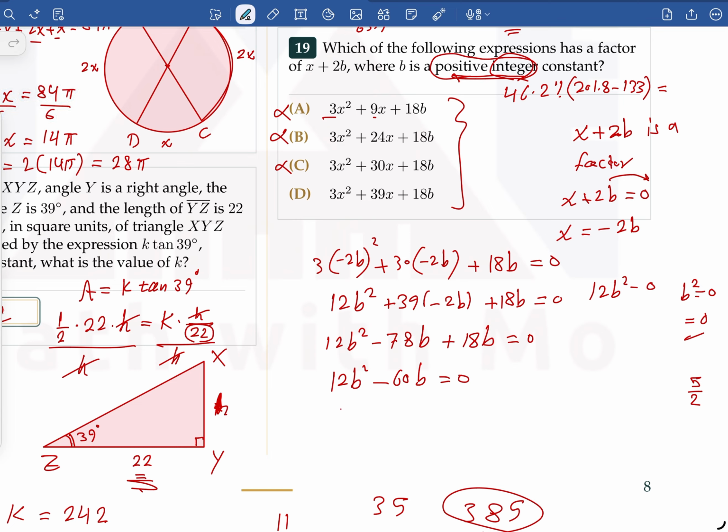Divide by b, you get 12b minus 60 is equal to 0. Just move the 60 right here. 12b is equal to 60. Divide by 12, you get b is equal to 5. This is the only number that is a positive integer, which means this is our solution. I hope you understand this idea here.